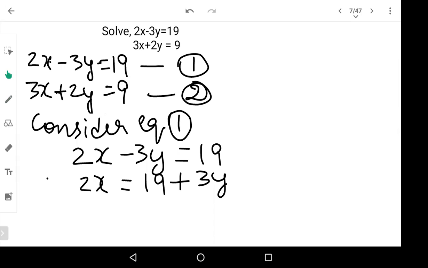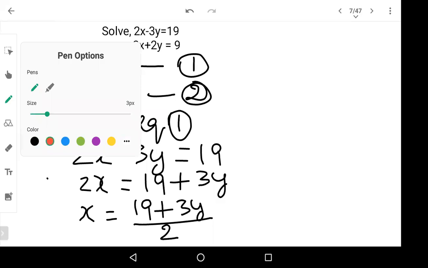Now I have 2 here which is multiplied with x. So I'm going to take this 2 to the other side. Since it is multiplication here, when I take it to the other side, it is going to become division. So the next step will be x is equal to 19 plus 3y divided by 2. This is the x that I have got here.